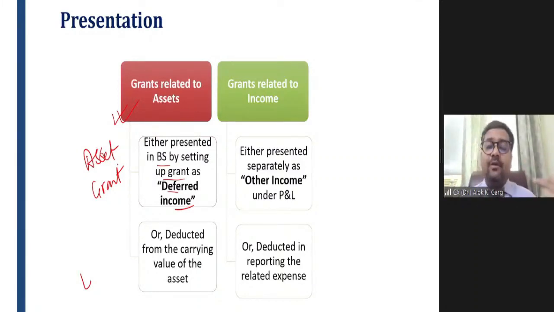Second example, the government has given 20 lakh rupees for that building. So the building has to be shown at 50 lakh, and the grant has to be shown at 20 lakh. Okay. So this is a gross approach. What is a net approach? Or deducted from the carrying value of the asset.